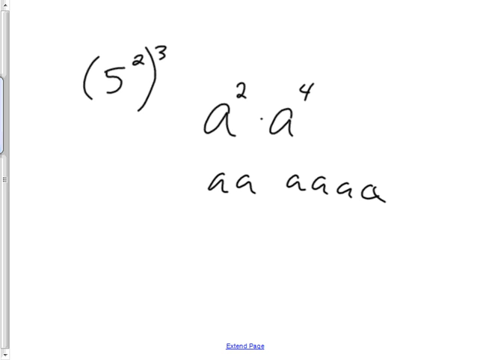5 to the second to the third would be 5 to the fifth or 5 to the sixth? 5 to the sixth. All right, how about this? A to the second times A to the fourth. A to the, is it sixth or is it eighth? Sixth. Just kind of add them. Now, how do you know? Well, you can just say A squared is like this, and A to the fourth is like this, and it's all multiplies, so it becomes pretty obvious when you write it out.